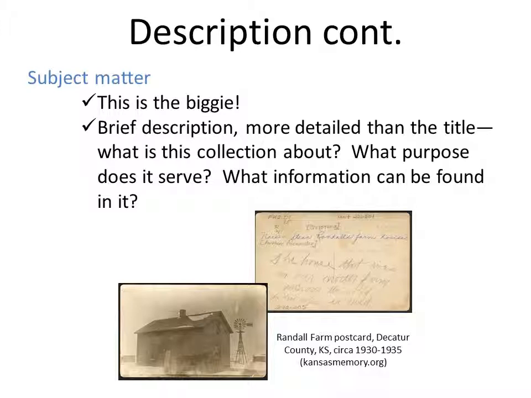It might be that there's a ton of correspondence, letters between Rosalie and her siblings as they dispersed across the United States, but there's just a couple things of photo postcards or something like that. You might not really describe those, or you might not describe them in very much detail because the bulk of the collection is something else.